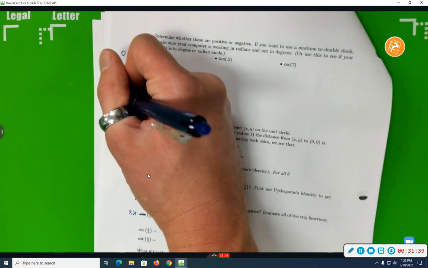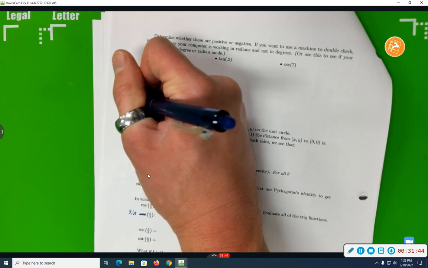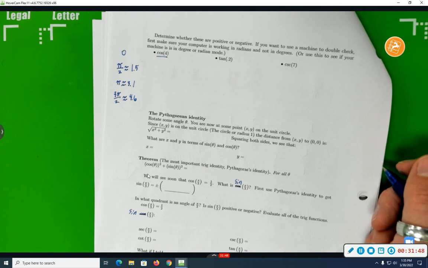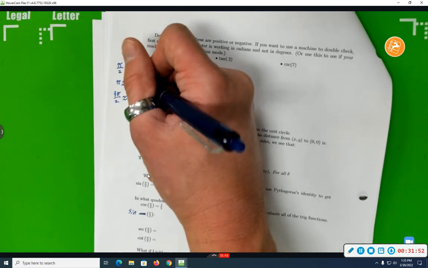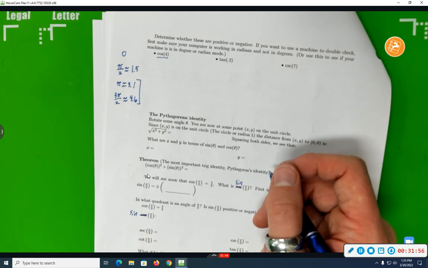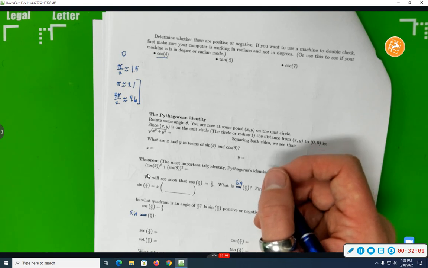3 pi over 2 is somewhere around 4.6-ish. Is 4 somewhere between pi and 3 pi over 2? Cool. So 4 is between those two angles. So what quadrant does an angle of 4 put you in? Quadrant 3?